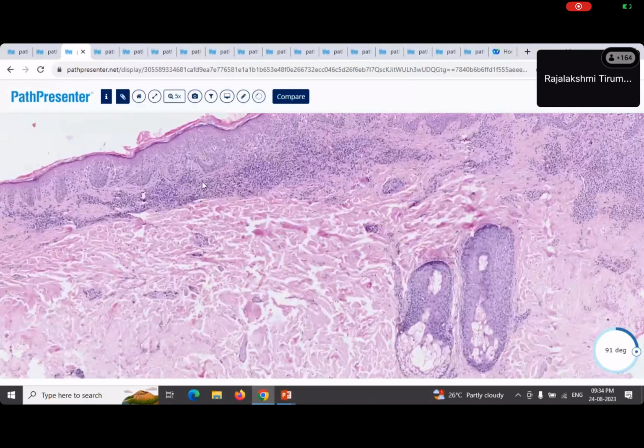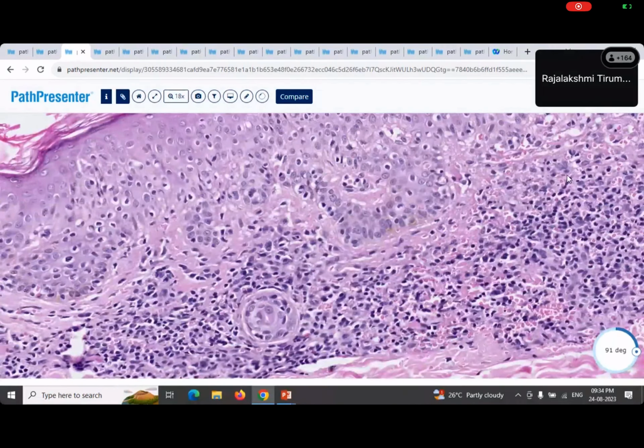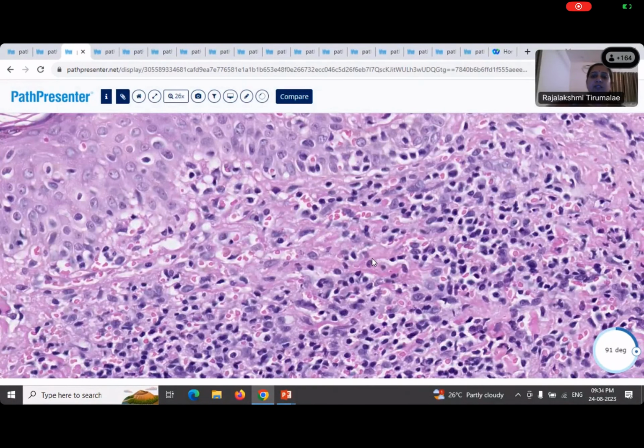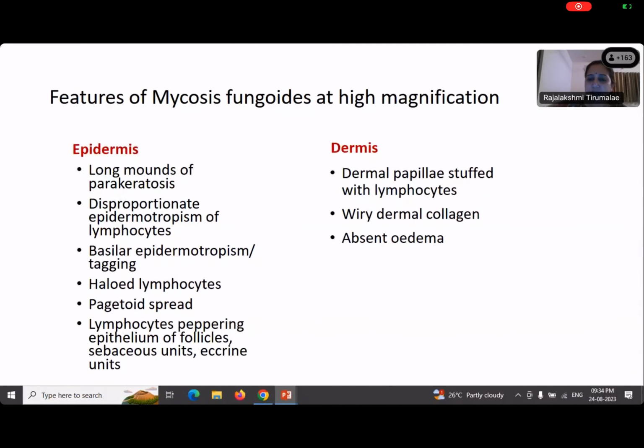Let's go back and look at it. Normally, the papillary dermal collagen is very thin and delicate. But if you look at it here, it's quite thick. You see this? This is referred to as the wiry collagen. Think of that wire loop lesion which you see in lupus nephritis. This is something like that. So this is the wiry dermal collagen, which tells you that the infiltrate has been there for a long time, and absent dermal edema. So these are all the features favoring mycosis fungoides.